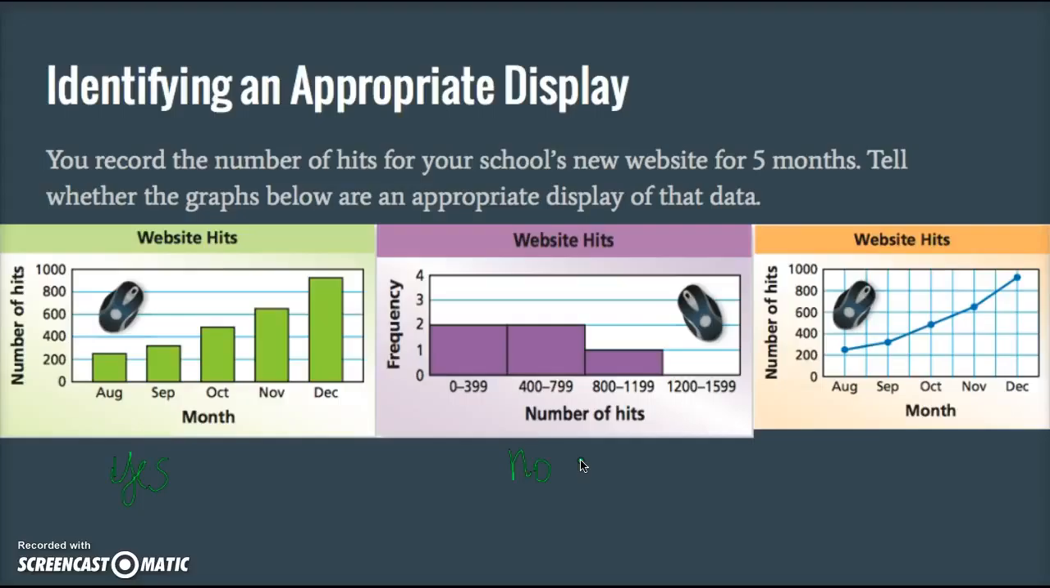The third one, we have a line graph. Okay, and it specifically shows each month how many times the website was visited, and you can see the growth over time. So yes, this would also be an appropriate data display. Okay, so either bar graph or a line graph are the best way to show this data. All right, moving on.